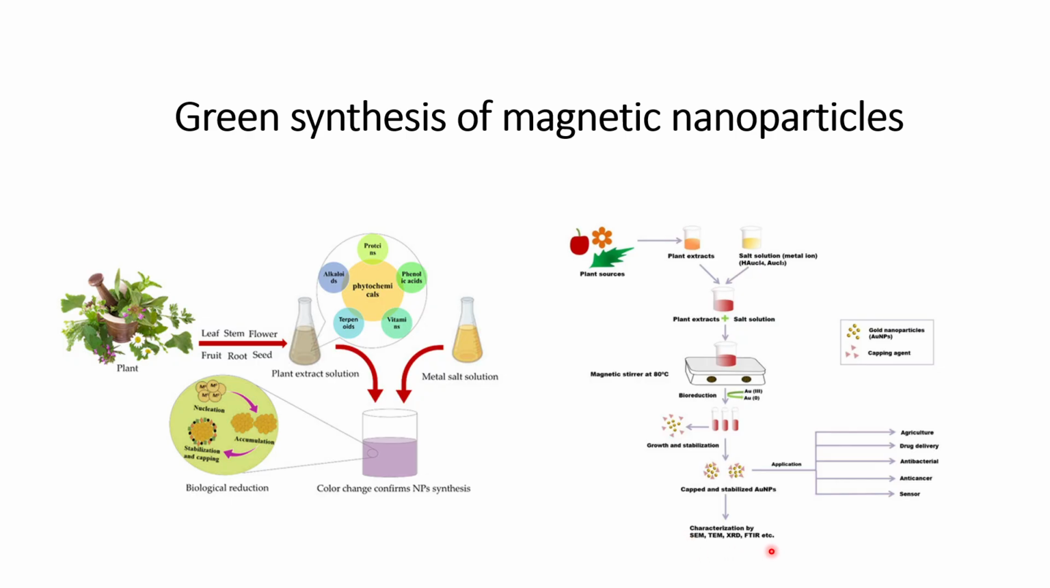Thereafter these gold nanoparticles can be characterized by different techniques such as SEM, TEM, XRD, FTIR, and once they are characterized, they can be used for applications such as agriculture, drug delivery, antibacterial, anti-cancer, and also for nanosensors.